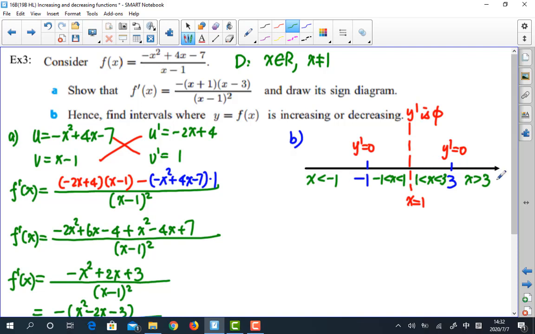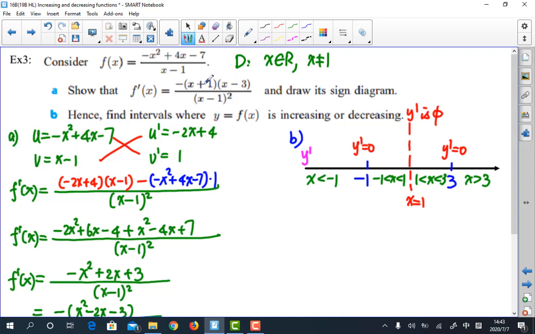Then from negative infinity to positive infinity, these two 0 points and the undefined value x equals 1 can chunk the whole number line into 4 intervals. So x is less than negative 1, negative 1 to 1, 1 to 3, x is greater than 3. Next, we need to pick up a particular x value from each interval to test the sign of f prime x. So when x is less than negative 1, we can pick up negative 2, for example. So when x is negative 2, let's plug into this factored form in the numerator and the denominator.